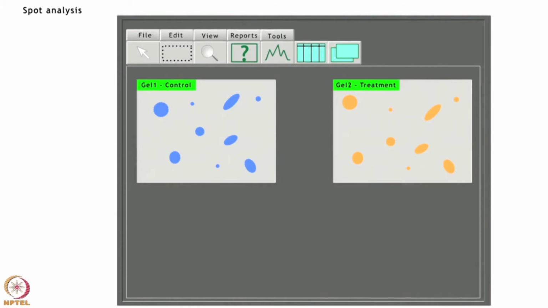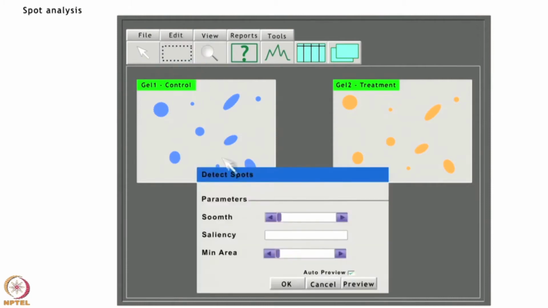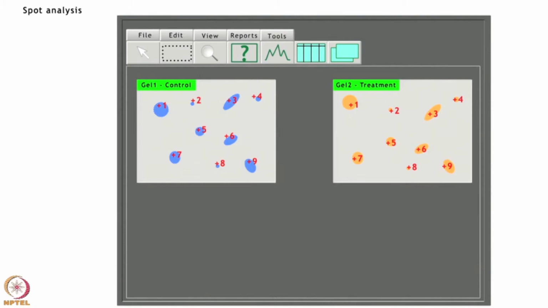Every spot on the gel can be detected by selecting the Detect Spots option. Parameters such as smoothness, saliency, and minimum area must be suitably adjusted for maximum clarity. Once this is done, each spot will either be encircled or marked with a cross, depending on the settings, along with the spot numbers. The software facilitates interpretation of the gel images by matching two different gel images obtained.